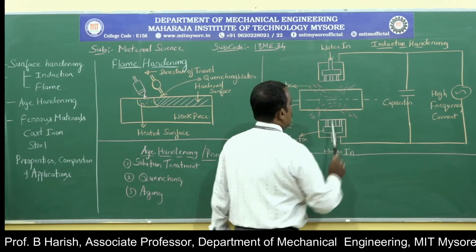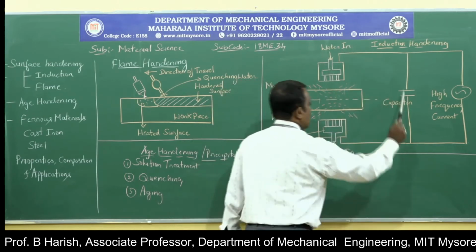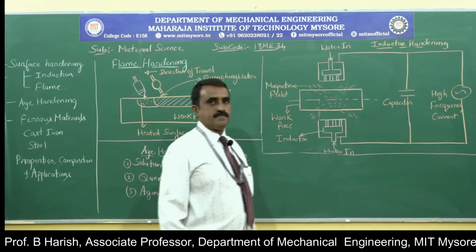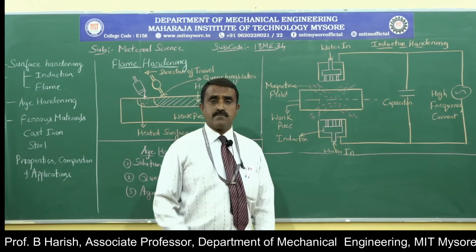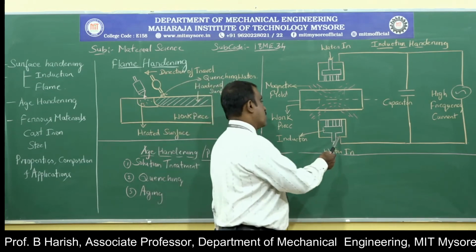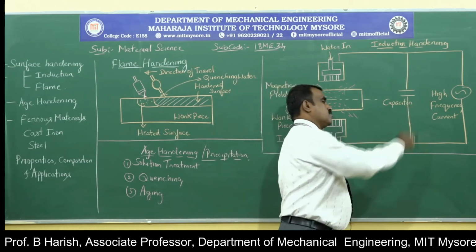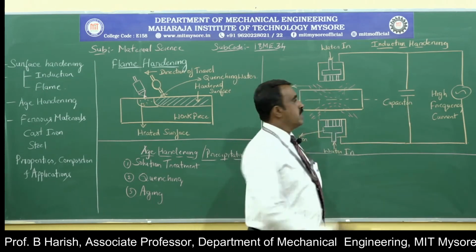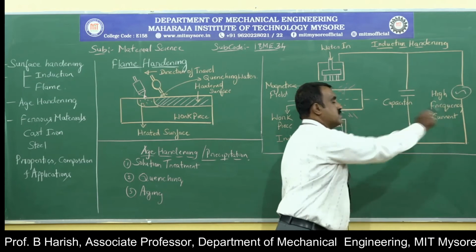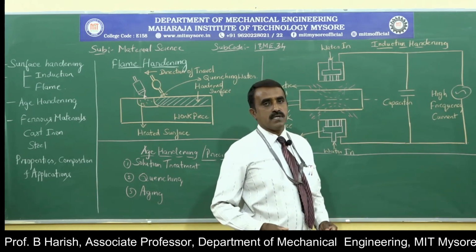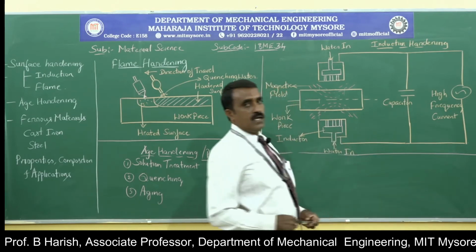Both the inductors are connected to a capacitor and then in turn connected to a high frequency current. That is the entire setup that is used. So the bottom inductor and top inductor are connected to a capacitor to store the energy, and we have a high frequency current. That is the entire circuit or setup that is used in induction hardening.